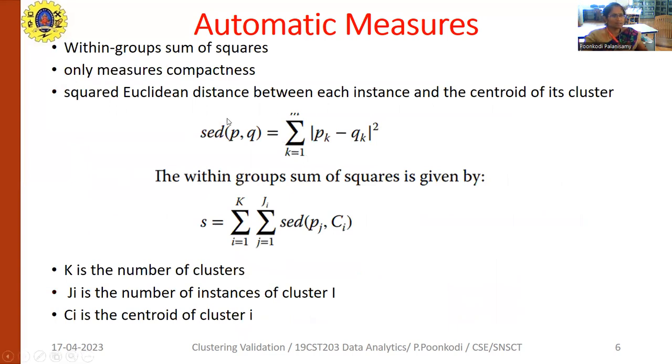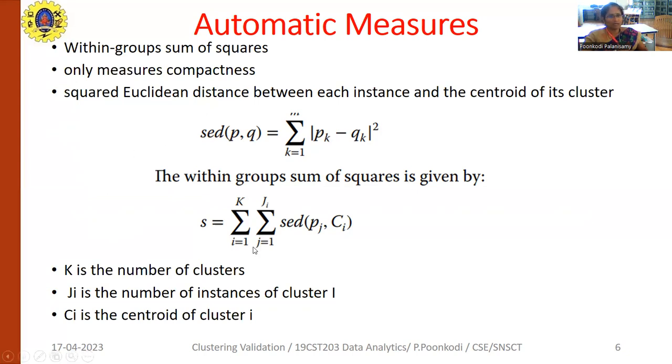The next one is the within-group sum of squares. This is used only for measuring the compactness of a cluster. Here it uses the Euclidean distance between the instance and the centroid. For that we use the equation: sum of squared Euclidean distance of P comma Q, where P comma Q are the indices, equal to the sum over k from 1 to m of (Pk minus Qk) squared. This is the general term for the sum of squared index equation.